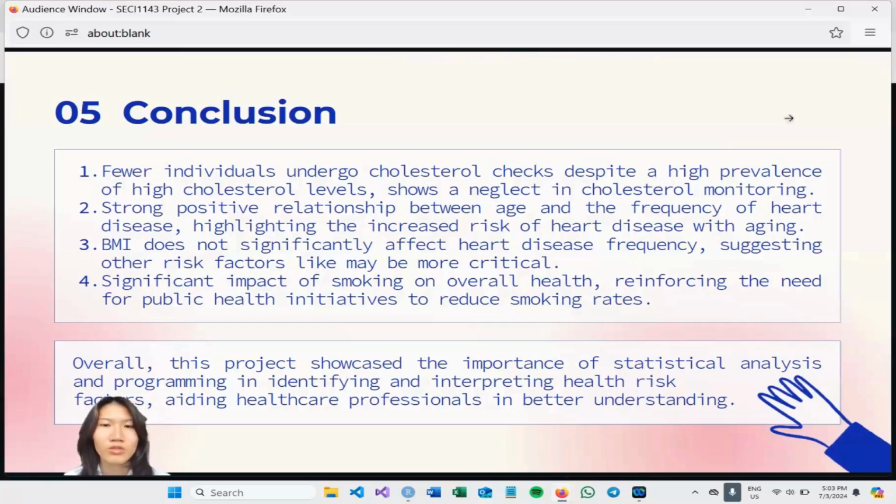The last one is that there's a significant impact of smoking on overall health, reinforcing the need for a public health initiative to reduce smoking rates. And the overall conclusion of this is that this project showcased the importance of statistical analysis and programming in identifying and interpreting health risk factors, aiding healthcare professionals in better understanding.